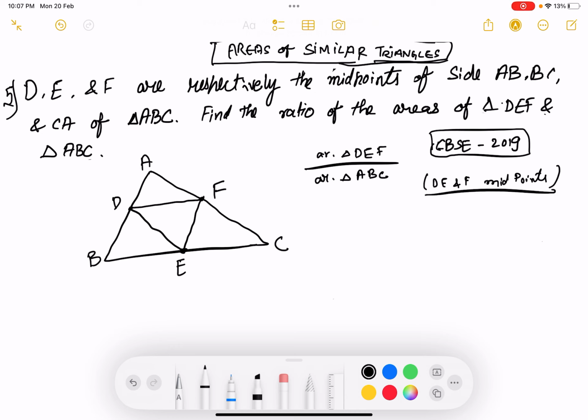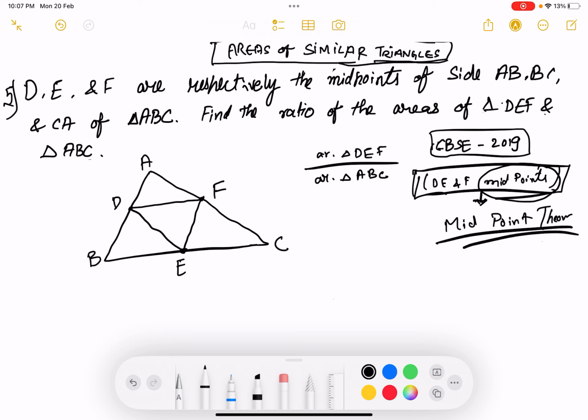So from midpoints we have to utilize this fact. The one thing which strikes me after hearing midpoints is the midpoint theorem. So let's apply the midpoint theorem. What is the midpoint theorem? A line joining the midpoints of two sides of a triangle is parallel to the third side.